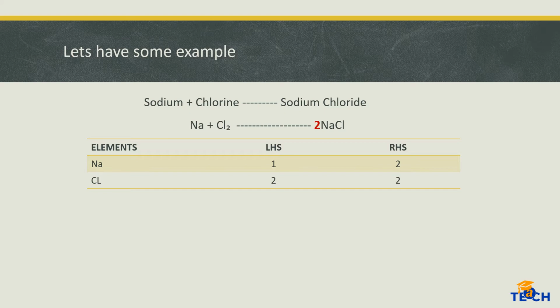Now we have balanced chlorine on both sides. But now we have disturbed sodium. Sodium becomes 2. Worry not. In order to balance the equation, we are going to multiply by 2 here on the left side so that sodium will also be balanced. Now we have a perfectly balanced equation.